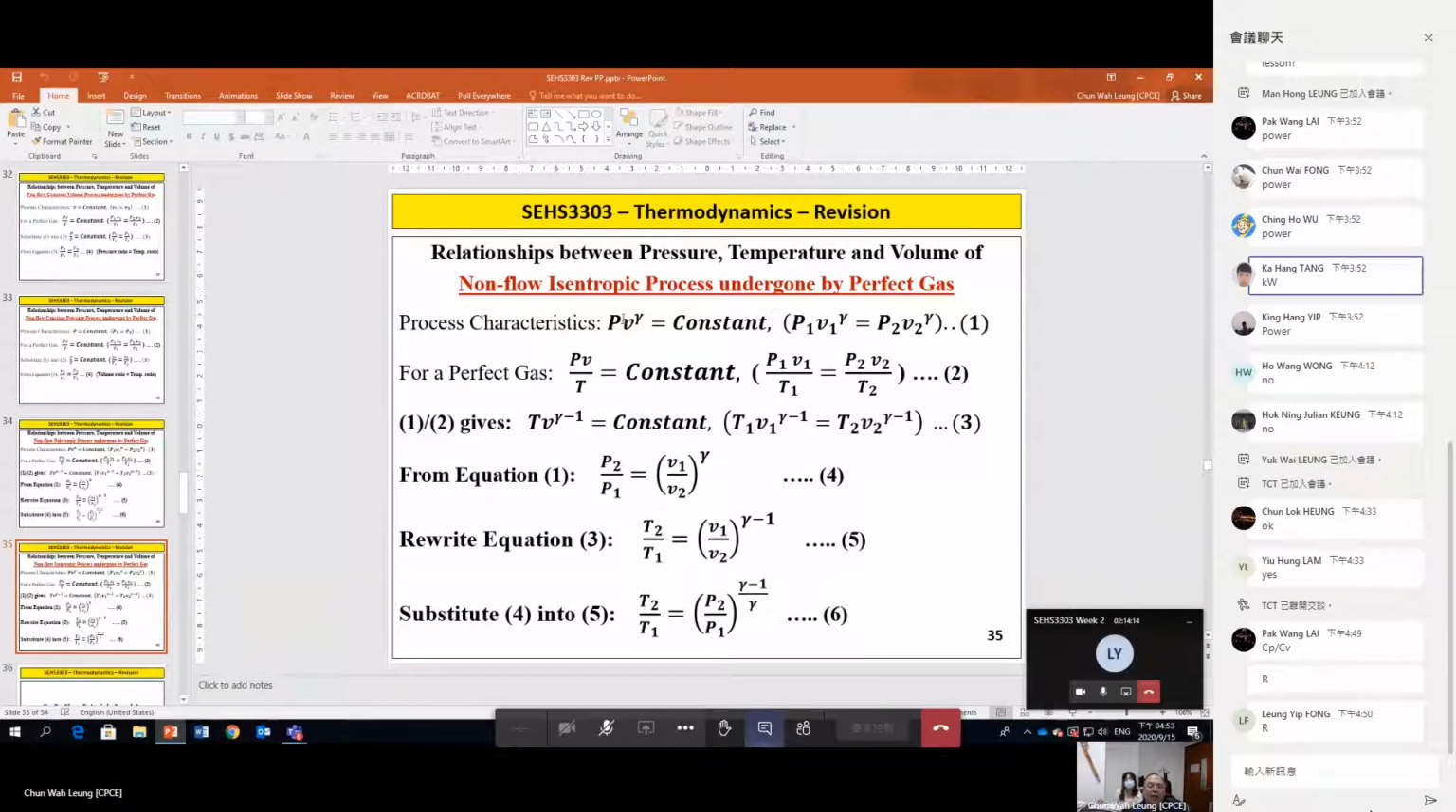we can rewrite PV to the power gamma equals constant into P1 V1 to the power gamma equals P2 V2 to the power gamma. Rearrange. It gives you equation 4. That is P2 over P1 equals V1 over V2, the whole ratio to the power gamma.